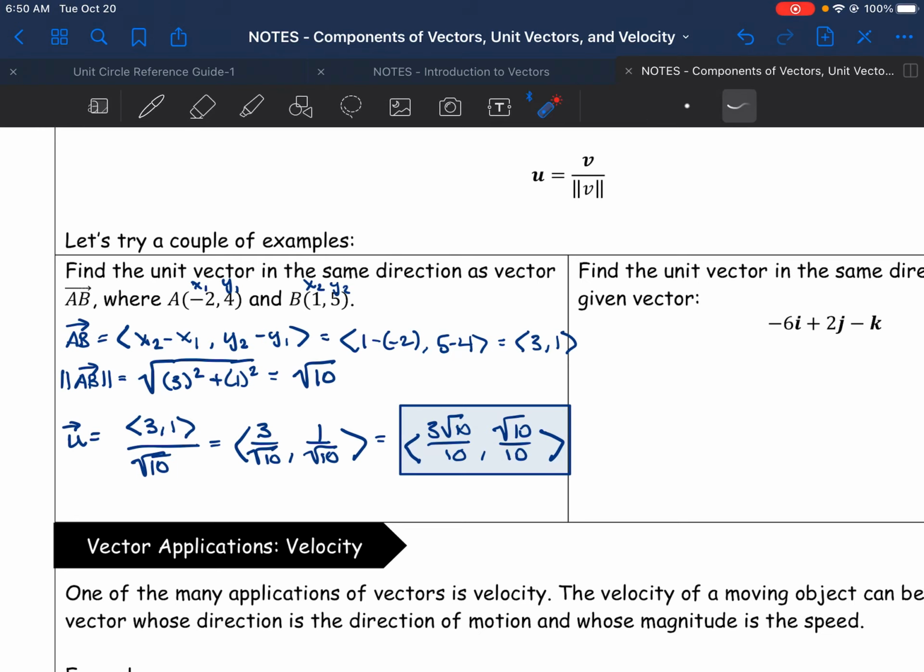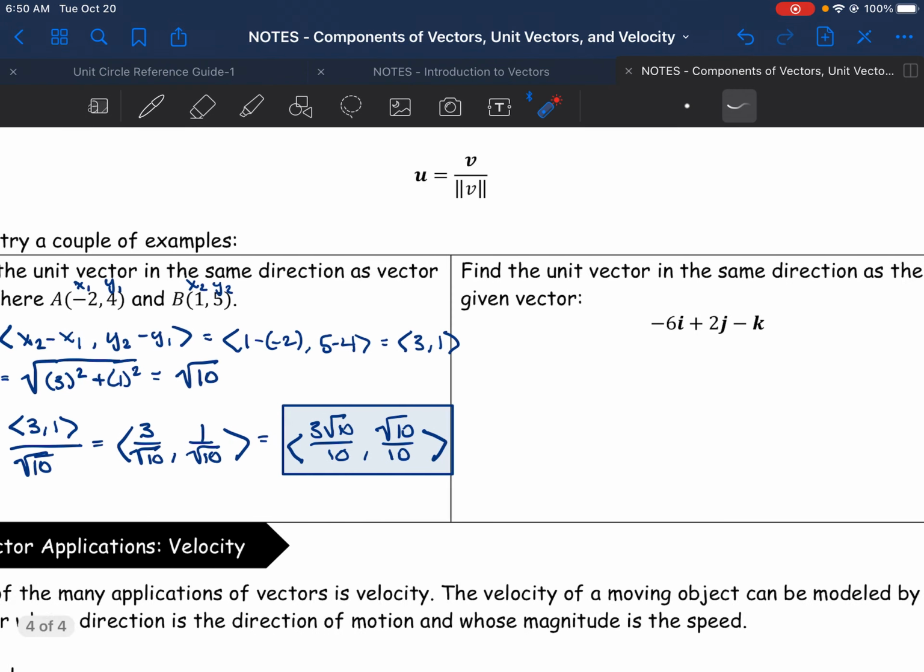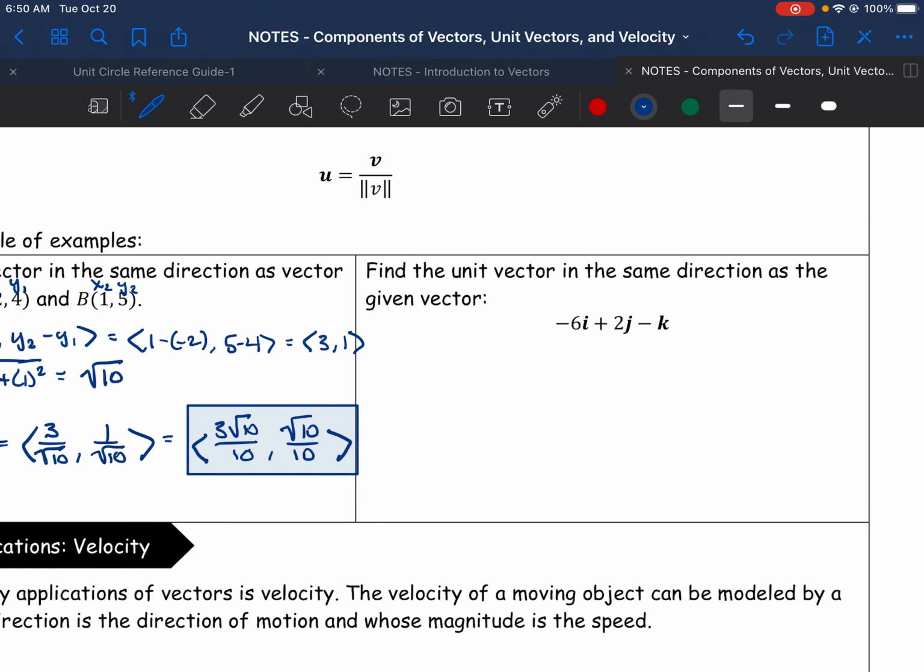Okay, so again, the process there was get our vector in component form, which was 3, 1, find the magnitude of our vector, which was the square root of 10, take our vector, divide the components by the square root of 10, rationalize the denominator, and we had our result. Let's try another one. Find the unit vector in the same direction as the given vector.